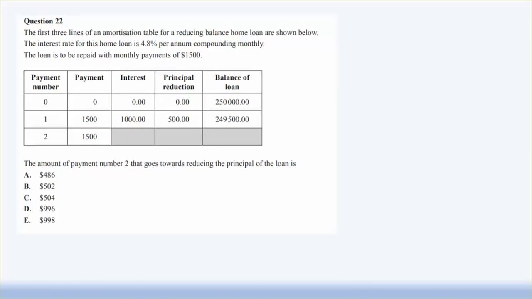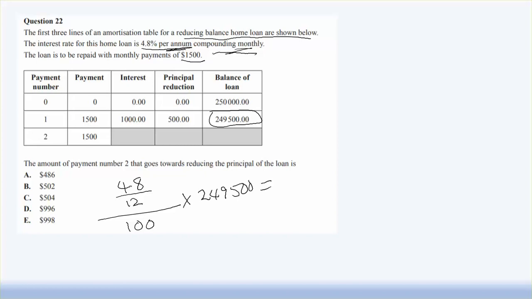The first 3 lines of an amortization table for a reducing balance home loan are shown below. The interest rate for the home loan is 4.8% per annum, compounding monthly. The loan is to be repaid with monthly payments of $1,500. So I need to work out 4.8% of this amount of money. That's a yearly rate, and this is compounding monthly, so I need to make that a monthly rate. Divided by 100 times the amount.